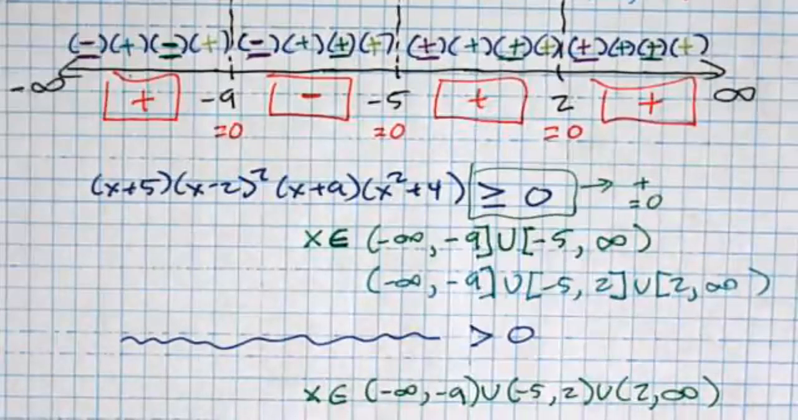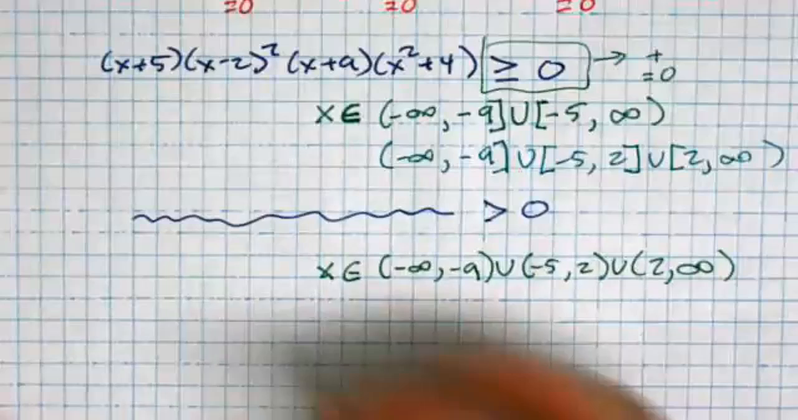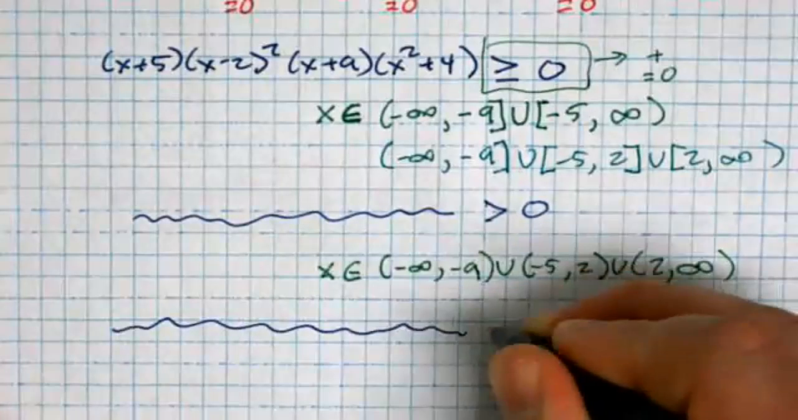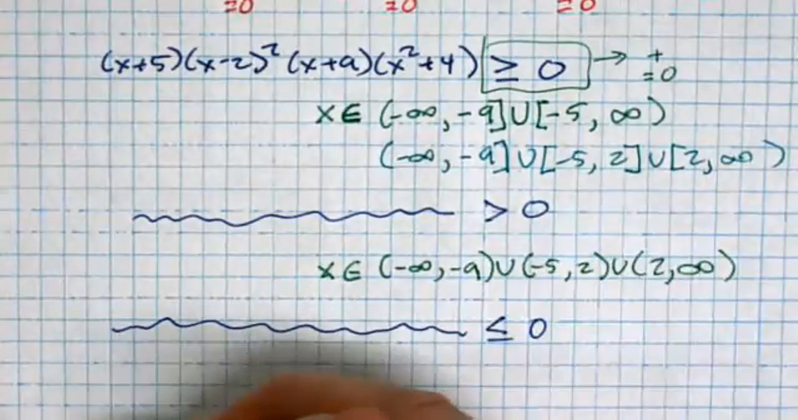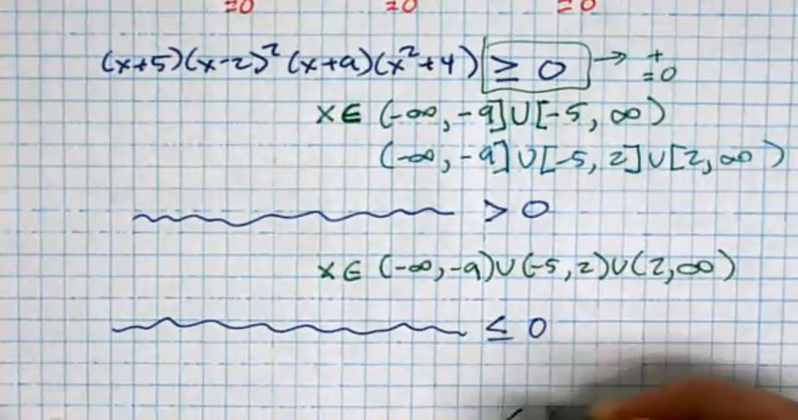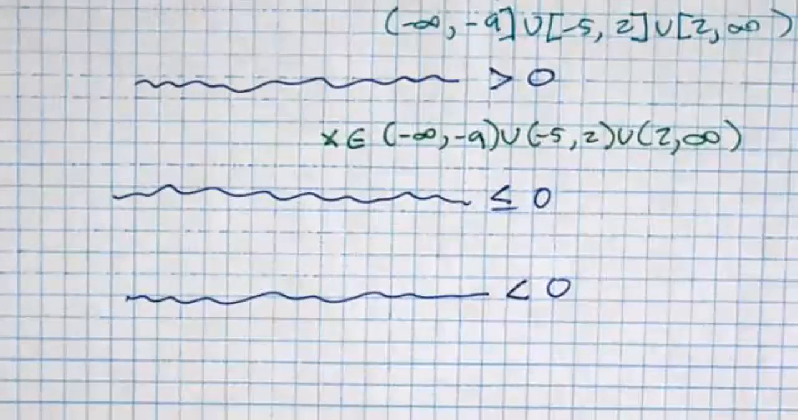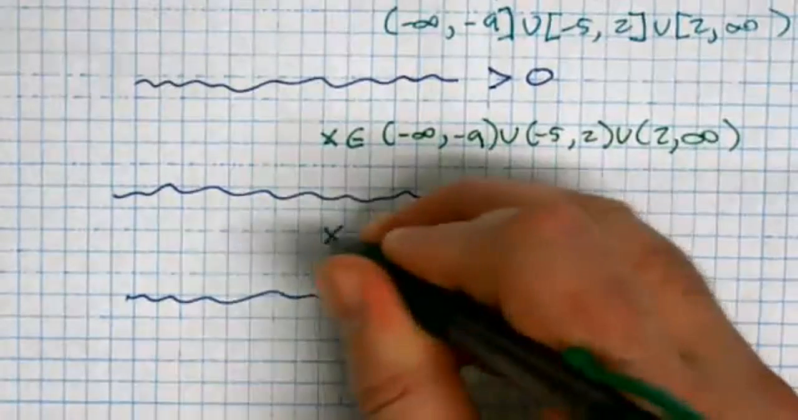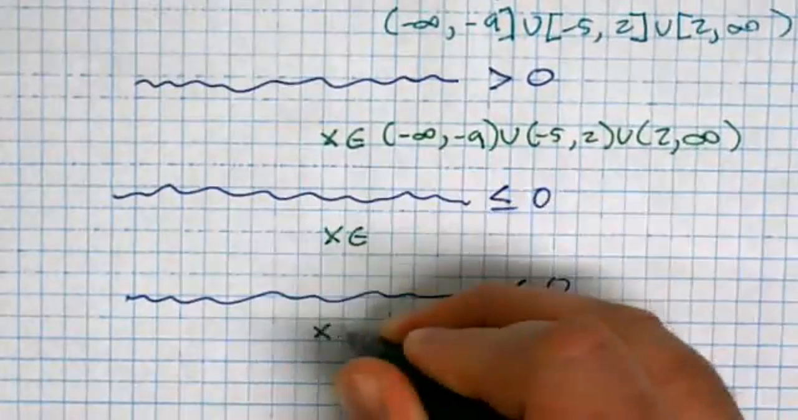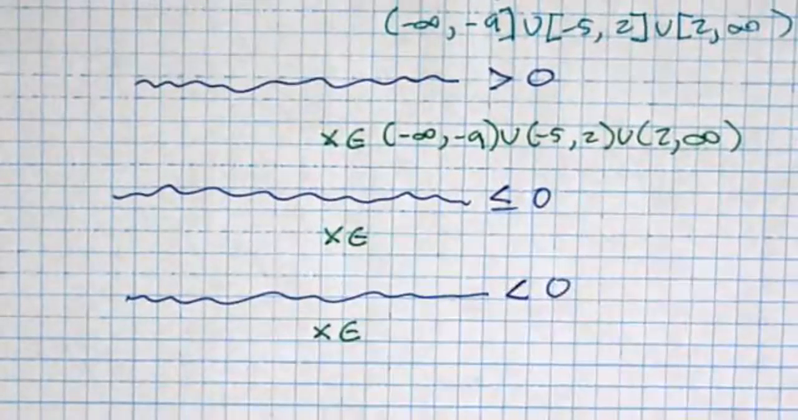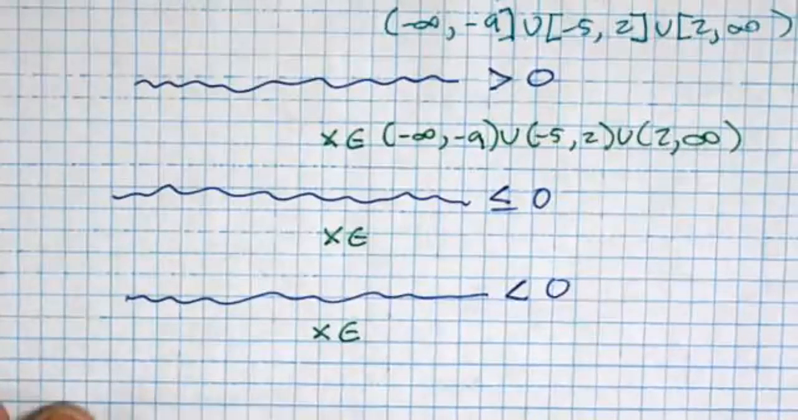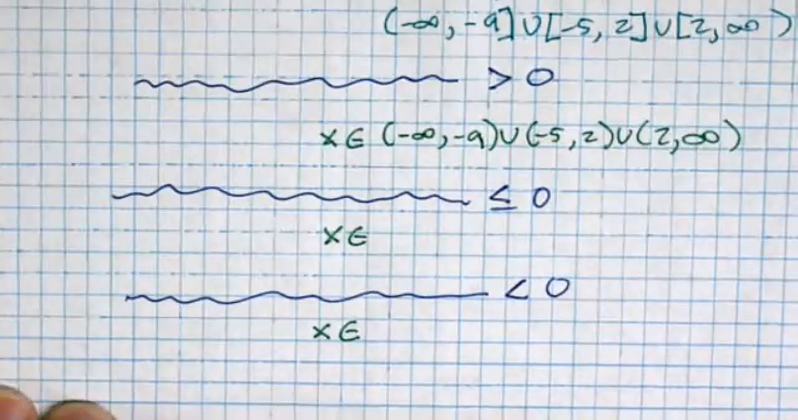And if you're feeling good about that, I'd like you to try it the other 2 ways also. Try doing the expression less than or equal to 0, and the expression strictly less than 0. See if you can come up with solutions for those 2 also using your sign chart. And again, I'm going to write my solutions up here, but please try it on your own.